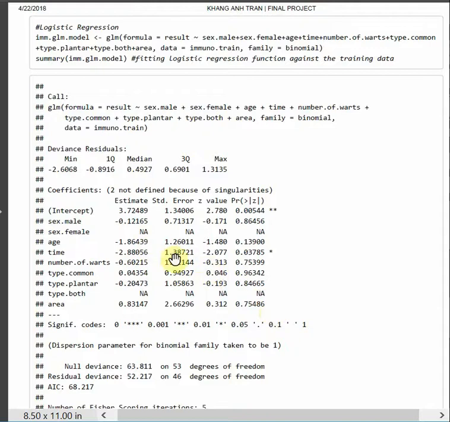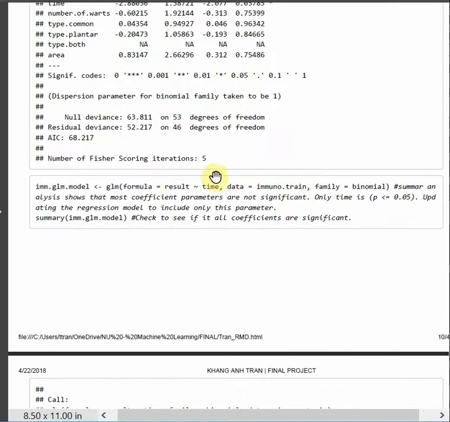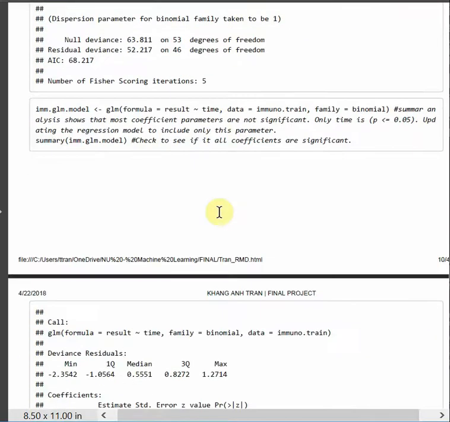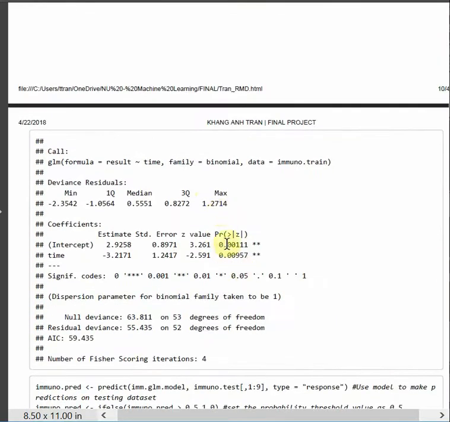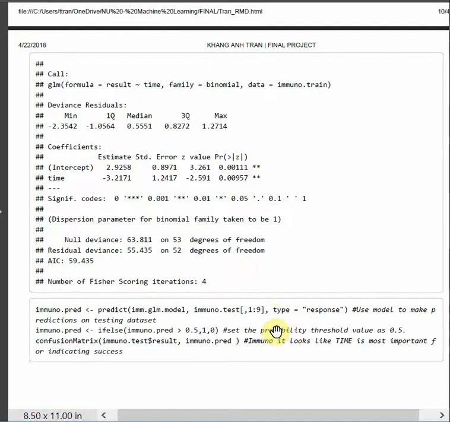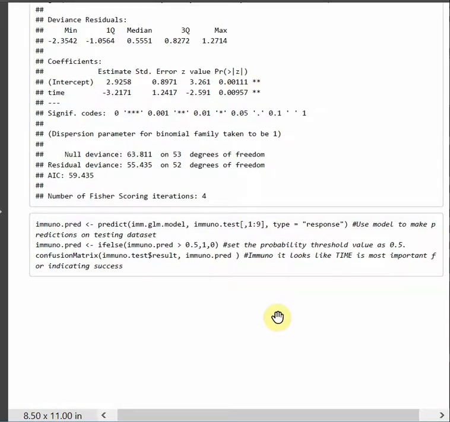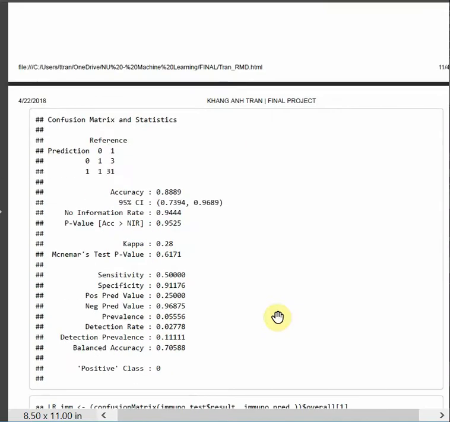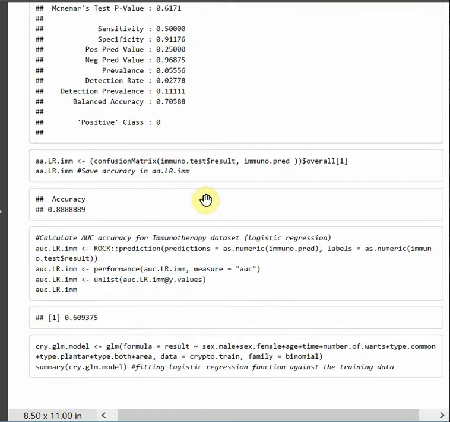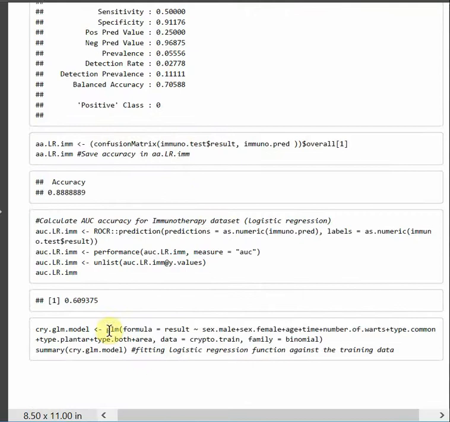In this case, only time was significant. So I updated my model to include only time. My model with time as the only parameter was much more significant, shown in terms of p-value to be significant when predicting the result. I applied my model on the immunotherapy testing dataset, and I got an absolute accuracy of 88% with an AUC accuracy of 60%.